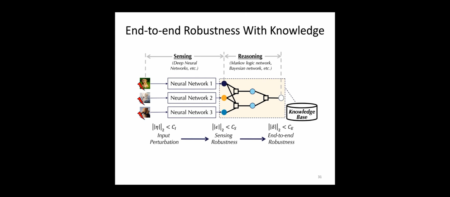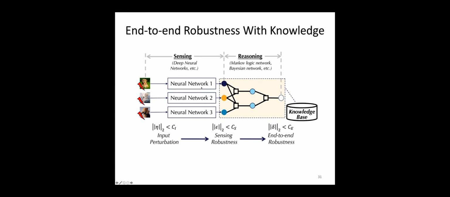One potential way is that we can leverage the sensing reasoning pipeline to improve the robustness of traditional machine learning pipelines. Here we have different sensing models. They can be cameras, lidars, and radars, or different cameras equipped at different positions. They observe similar input and send their output to the reasoning component. This reasoning component can encode such knowledge into structures, for example Markov logic networks or Bayesian networks, which incorporate the knowledge structures inside.